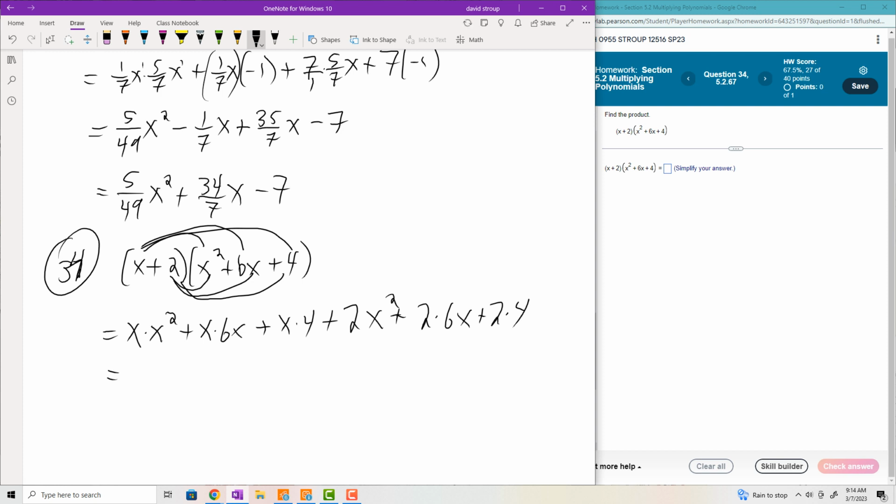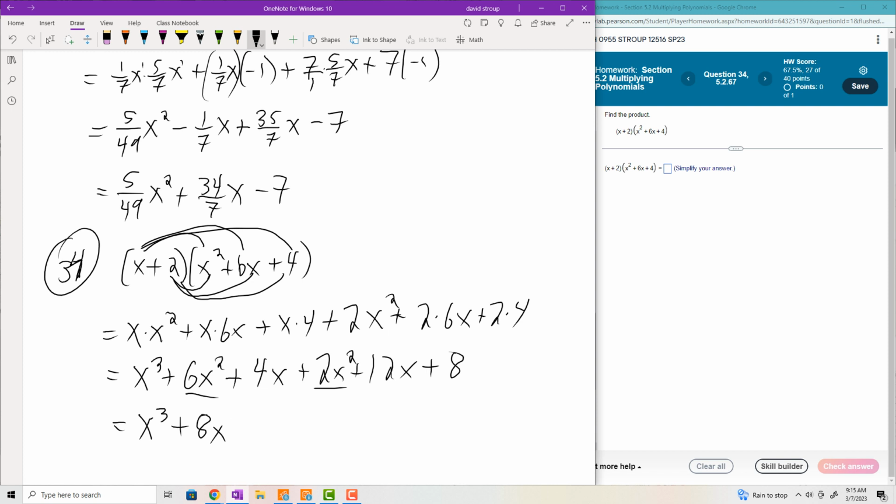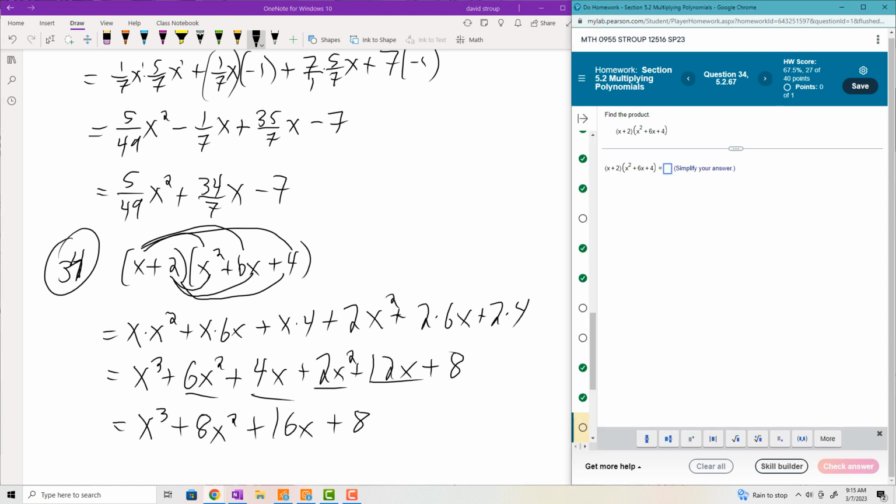Okay, x times x squared is x cubed plus x times 6x is 6x squared plus x times 4 is 4x plus 2x squared plus 12x plus 8. And then combine like terms, so I have x cubed, 6 plus 2 is 8x squared, plus 4 plus 12 is 16x, and then plus 8. So I have x cubed plus 8x squared plus 16x plus 8.